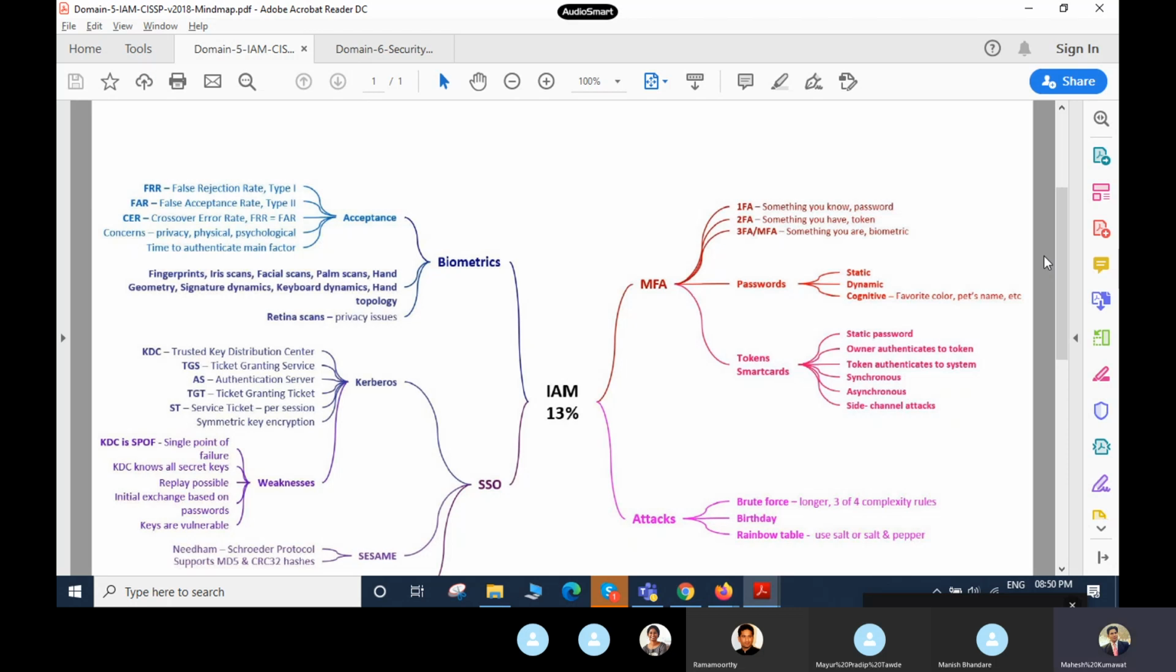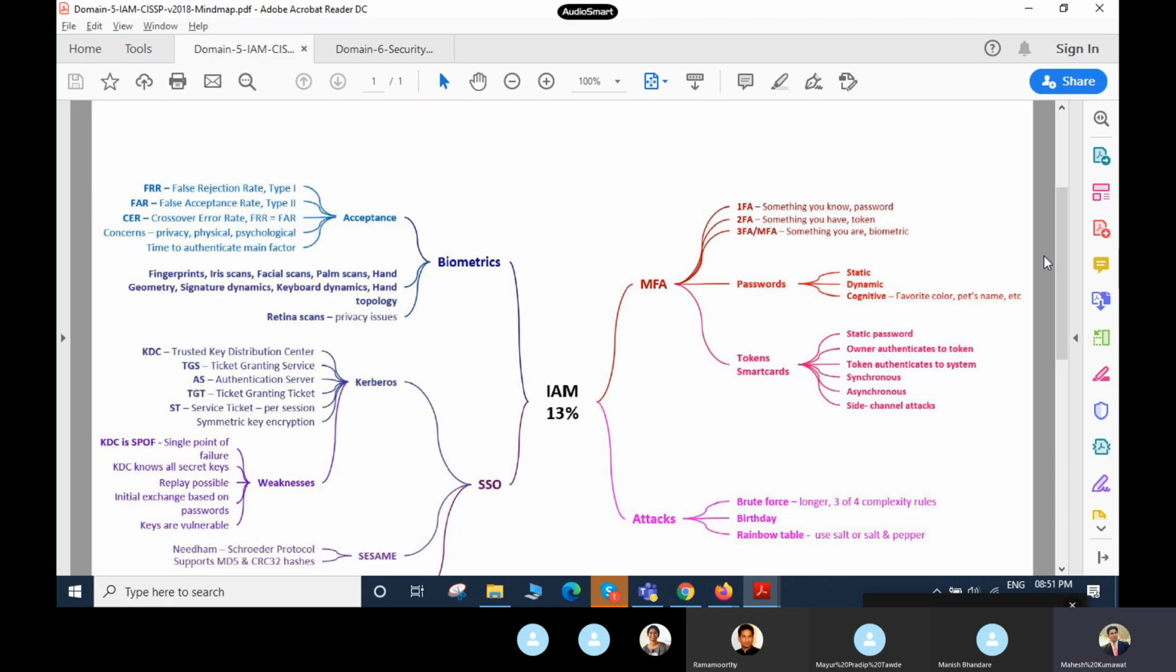So as security guys, we're talking about multi-factor authentication. You need to understand offensive security and defensive security for multi-factor authentication and passwords. We have tokens, smart cards, static passwords, token authentication systems, synchronous, asynchronous, and side channel attacks.